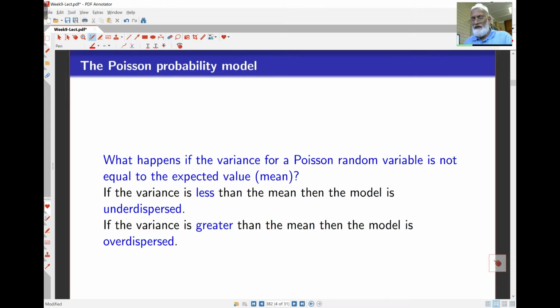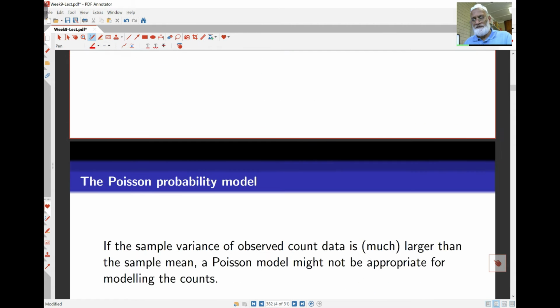Now what happens if the variance isn't the same as the mean? If the variance is less, we say the model is under-dispersed. If the variance is higher than the mean, then we say the model is over-dispersed. Those are the two problems we'll find with the Poisson model. We'll see later, towards the end of the lecture, how we can test whether the model is under-dispersed, over-dispersed or correctly dispersed.